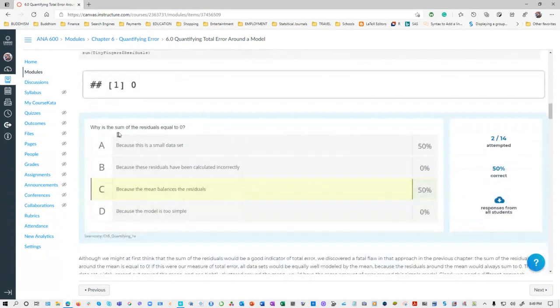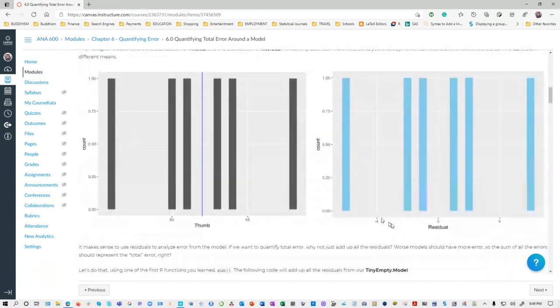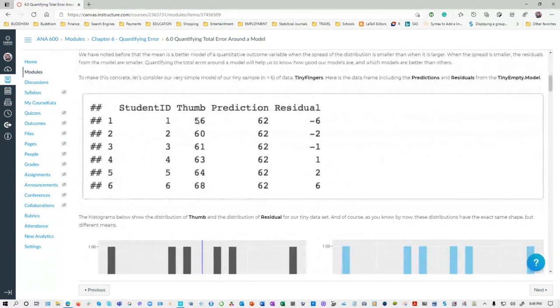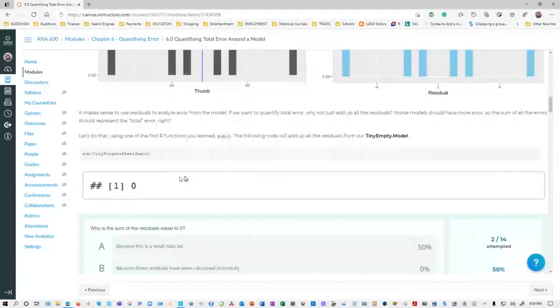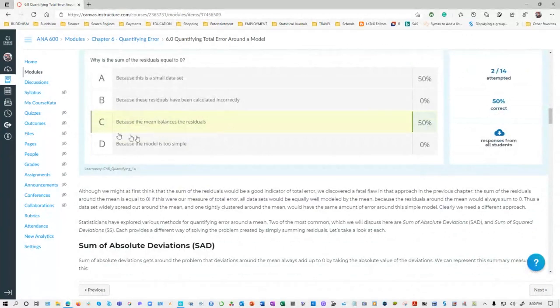Why is the sum of the residual equal to 0? Because the mean balances the residual. The median balances the data, as we discussed in the broader discussion. The mean never balances the data; the mean balances the residuals. Residual means, for each and every data point, your data minus the estimated or predicted value. That's the reason.